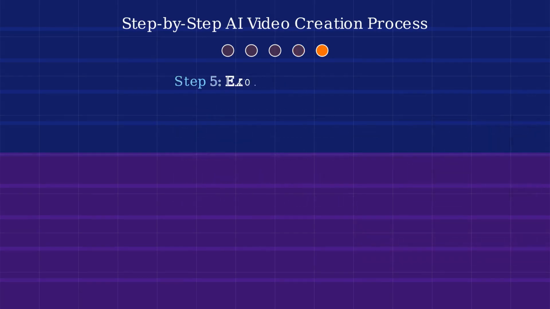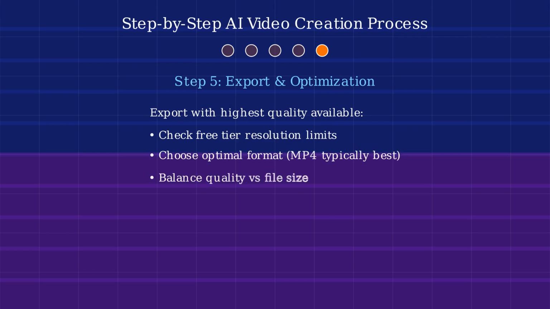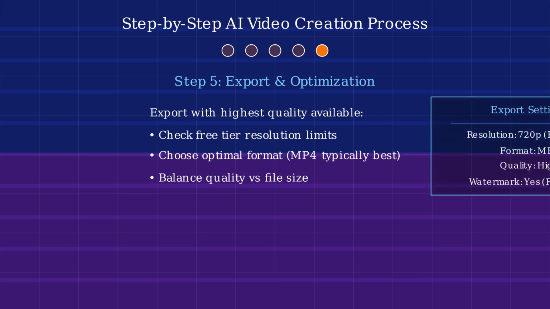Finally, export your video in the highest quality possible within free tier limitations. Check the resolution limits of your chosen platform and select the optimal format. Pay attention to the balance between quality and file size. Most free AI video tools limit exports to 720p resolution and include watermarks.